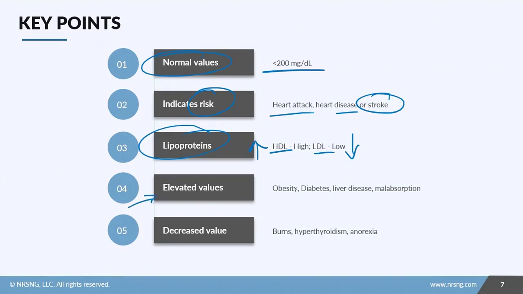You're going to see elevated values in patients that are obese. They may have diabetes, some sort of liver disease, or a malabsorption problem. You're going to see decreased values in patients with burns, hyperthyroidism, and conditions like anorexia.